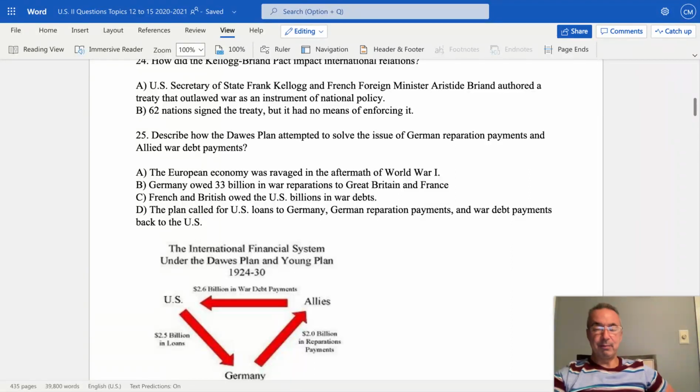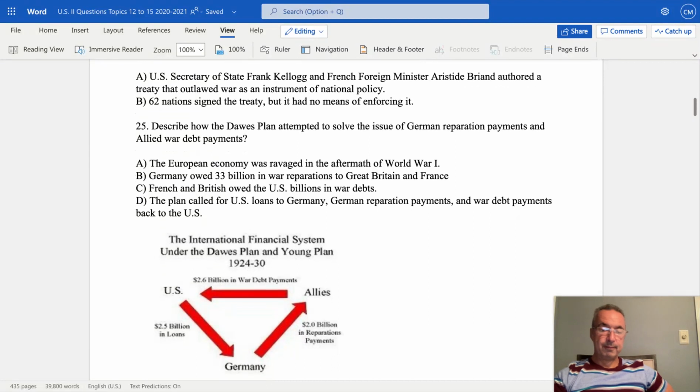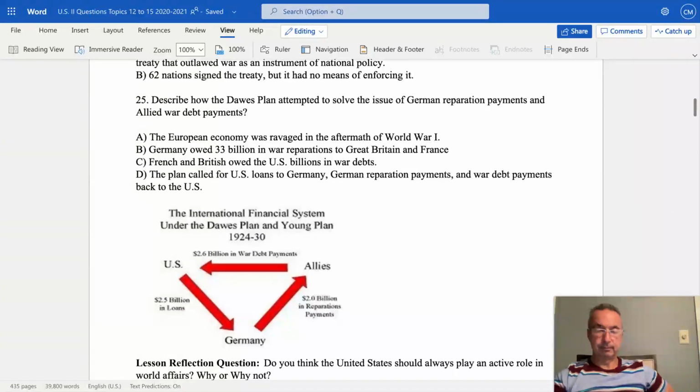So it might seem like kind of a silly plan, but what it did is it got money moving in the economy and helped to stimulate the world economy. If you look at the visual there, on paper, the United States would send $2.5 billion to Germany. The Germans would send $2 billion to the Allies. They would send $2.6 billion back to us, and it would kind of continue like that over the course of about a 6-year period of time.